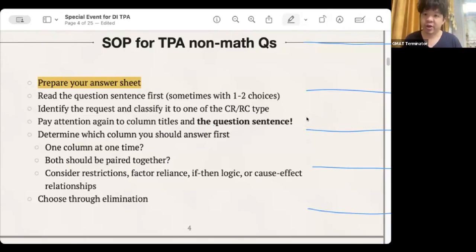So what about when you're working on the verbal section? In that case, you can use it directly for elimination.